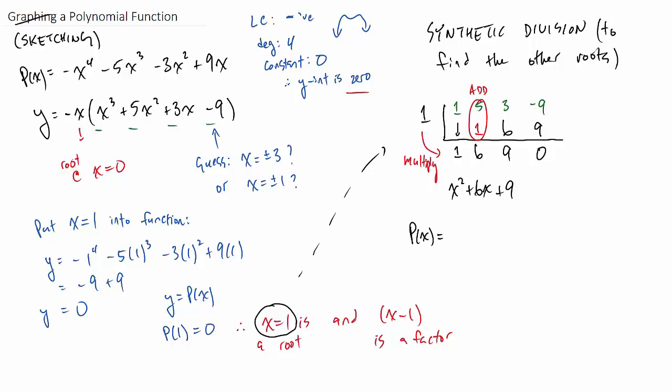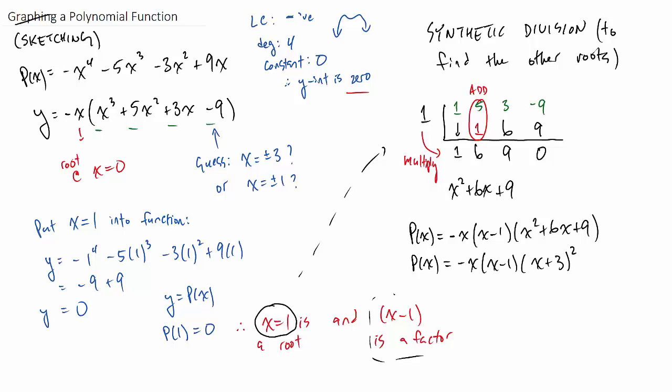So if we piece it all together, notice I changed y to p of x, because this is a polynomial. It's just like f of x. We know x minus 1 is a factor there. Now we know that this quadratic is another factor of this polynomial. And thankfully, that's a perfect square trinomial. It's going to factor into x plus 3 squared, which means we've got a double root at x equals -3.